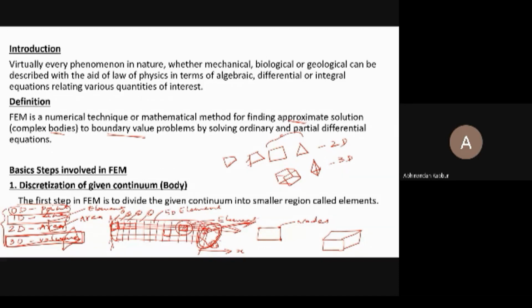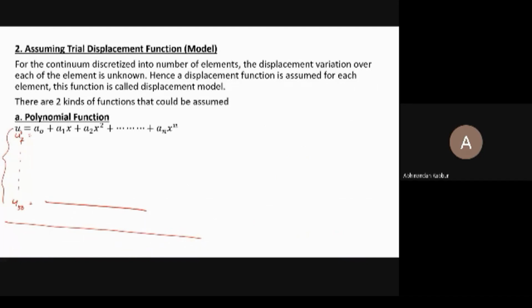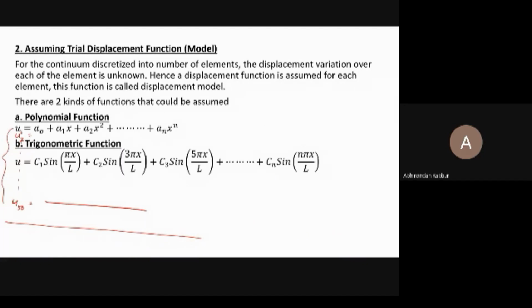Are you following this? See, what I am trying to do here is divide the body into smaller regions, nothing but elements, and get the value for a particular element. Then I add all such elements to get the final value. Yes, is it clear? Is it clear?